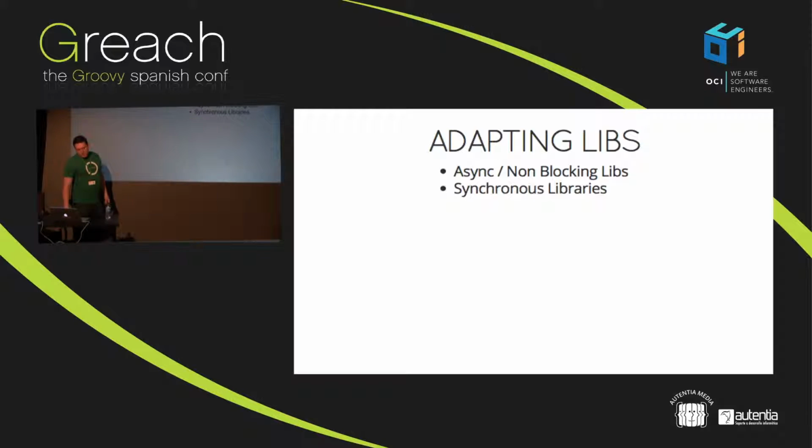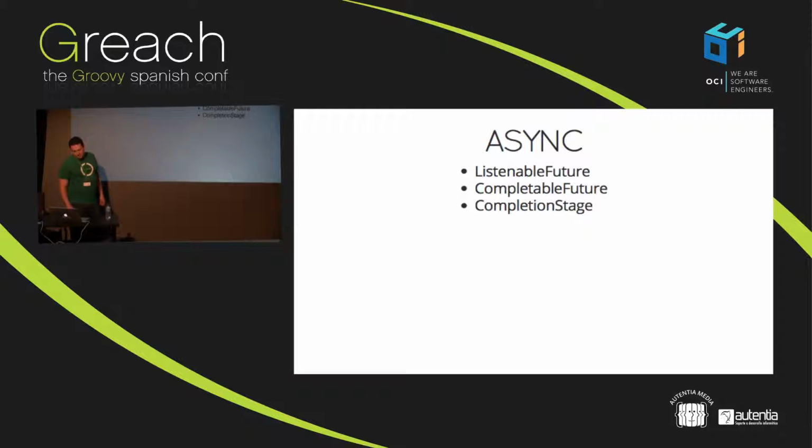So if we have these async non-blocking libraries, if they return any of these three things, it's actually really easy to adapt them into Ratpack's model. ListenableFuture is from Guava, and CompletableFuture is the Java 8 future, but we also have something called CompletionStage, and that's what is actually implemented. So some things just implement that directly instead of CompletableFuture.